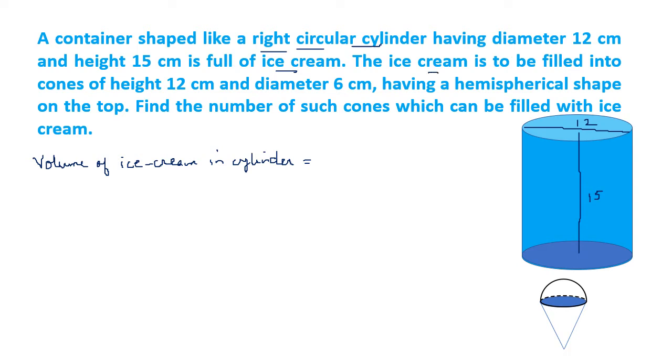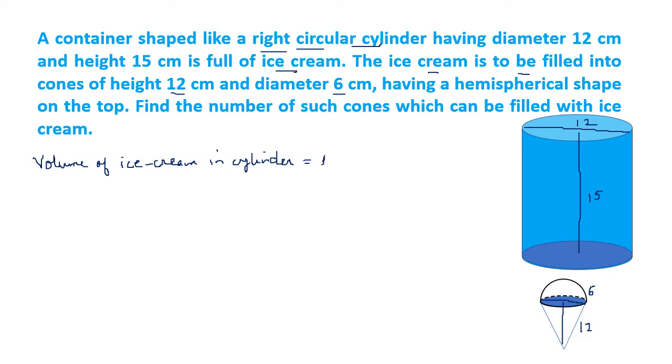The ice cream is to be filled into cones of height 12 centimeter and diameter 6 centimeter. So all this ice cream has to be filled in the cone with diameter 6 and height 12, having a hemispherical shape on the top. Find the number of cones which can be filled with the ice cream. So we have to find the number of cones we can fill with this ice cream. First we'll find the volume of ice cream in the cylinder.